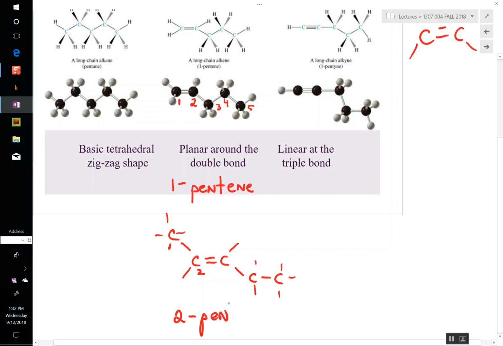And now you can see why we had to call the other one 1-pentene. Because if you just gave me the pentene, I'd be scratching my head. I'd say, I wonder where the double bond is. I don't know where the double bond is. There are options for it. A couple different places it could be. So you need that number.